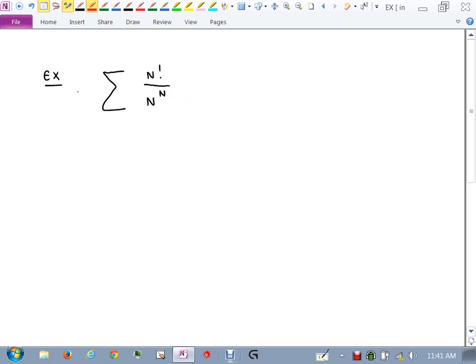So let's try it. I'm going to set up the limit as n goes to infinity of the absolute value of a sub n plus 1.